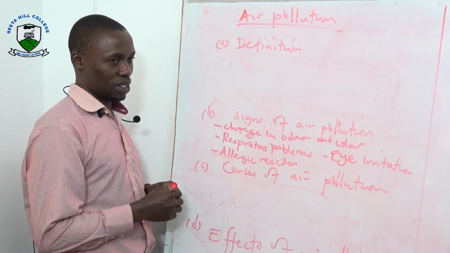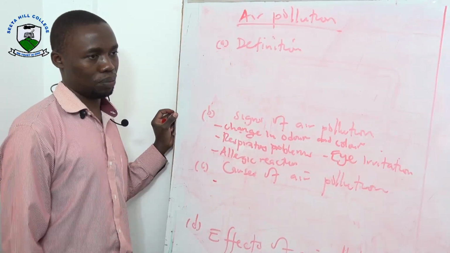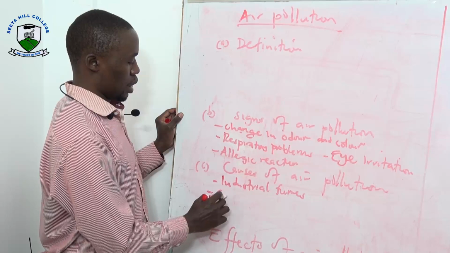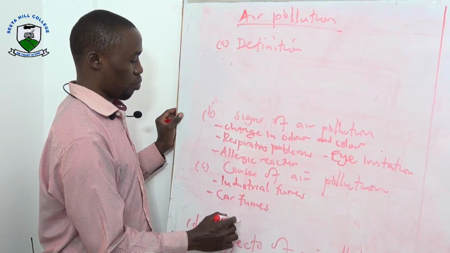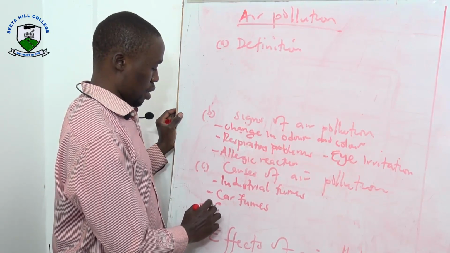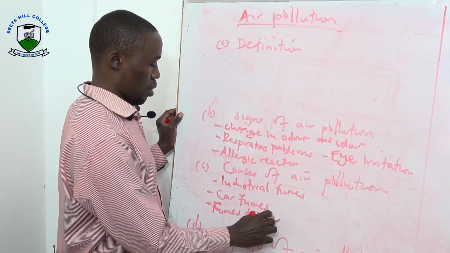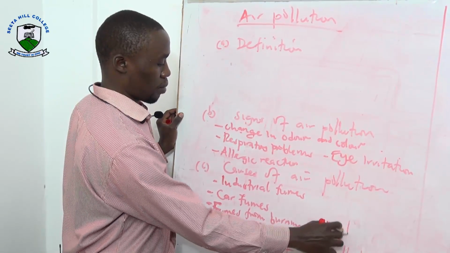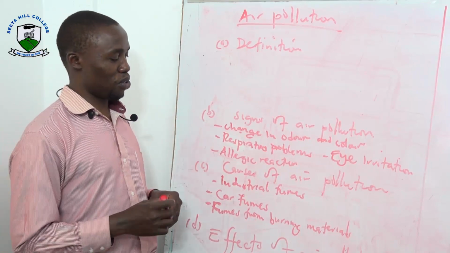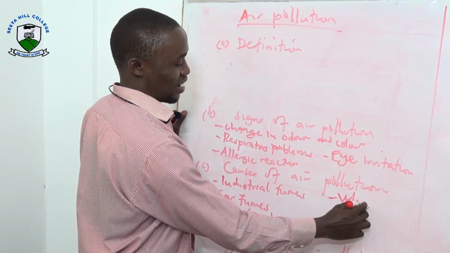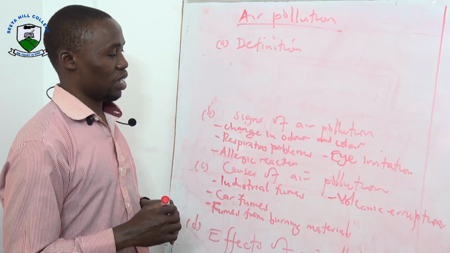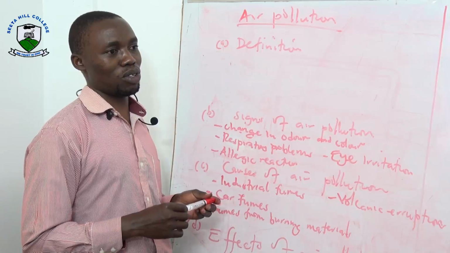Okay, then causes of air pollution. Yes, Juko, what are the causes? Industrial fumes. Then? Car fumes. Car exhaust fumes, not so? Then fumes from burning substances like tires. That means fumes from burning materials. What else? Are there some natural causes of air pollution? Haven't you ever heard of volcanic eruption? Those are natural calamities. Natural calamities like forest fires, fire catching in the forest because it's very hot.